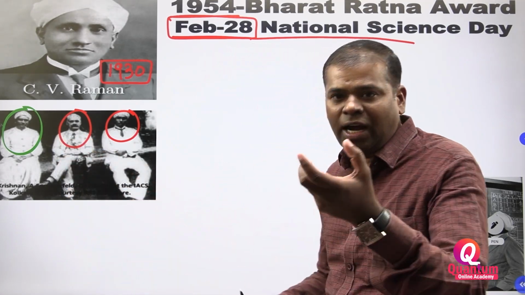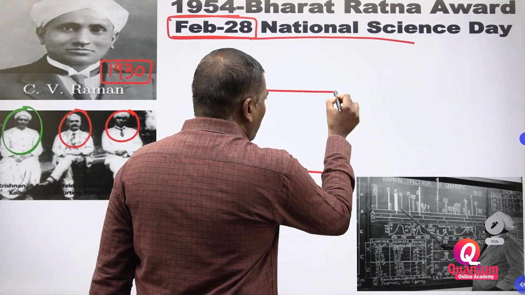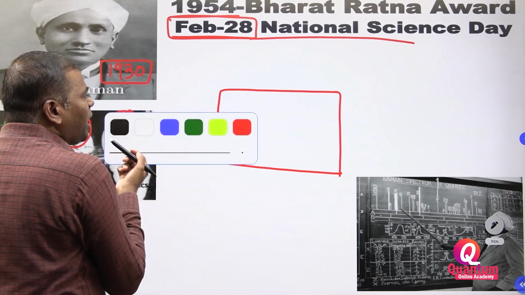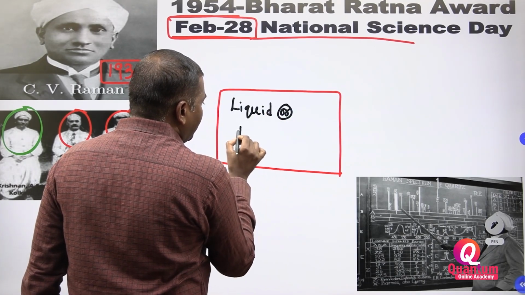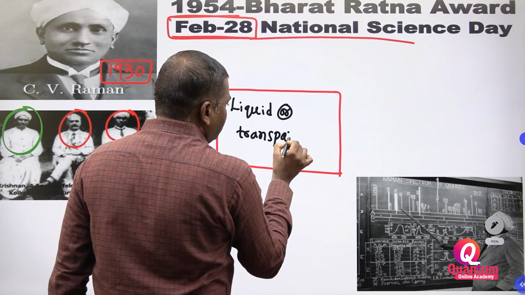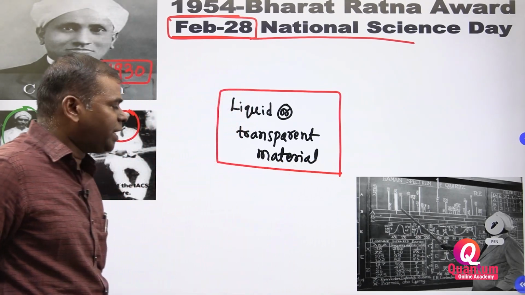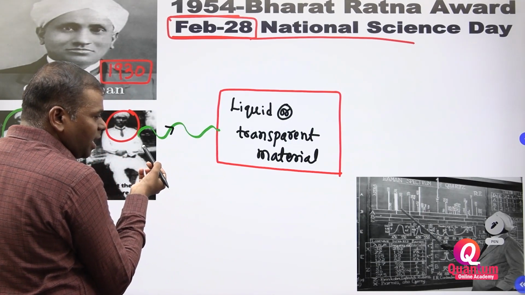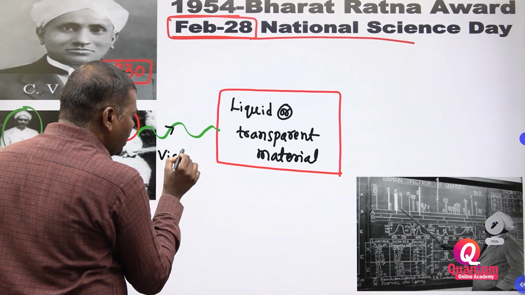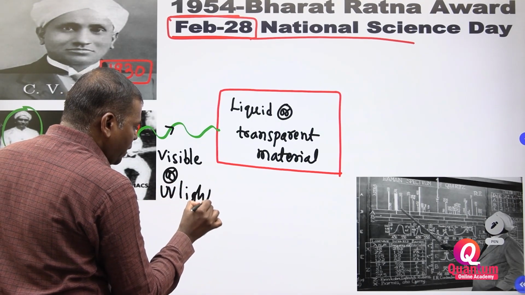What is his theory? It is an inelastic scattering theory. Suppose you take a liquid or transparent material. On any transparent material, you incident light, visible or UV light. Ultraviolet light you incident.